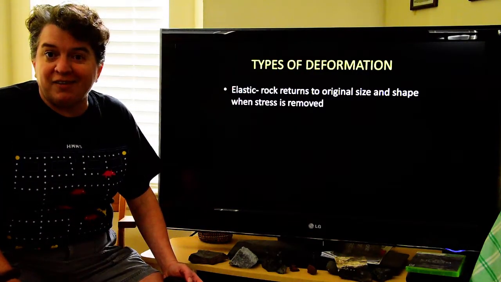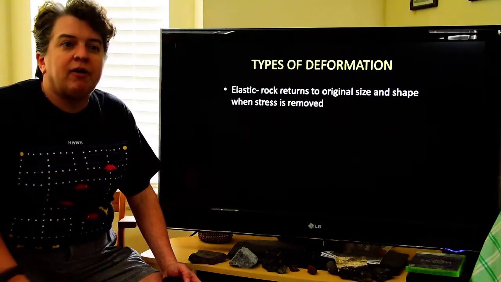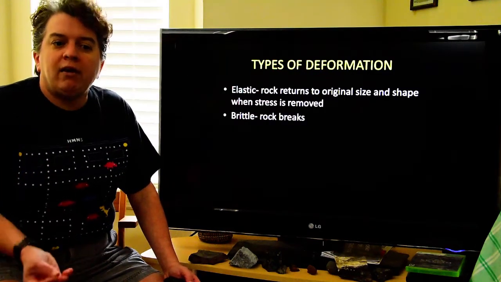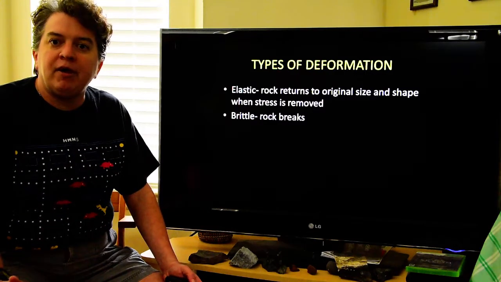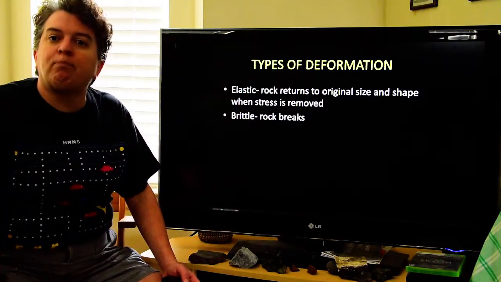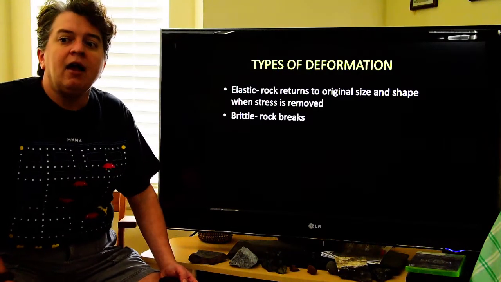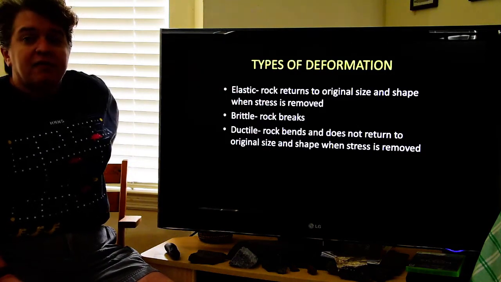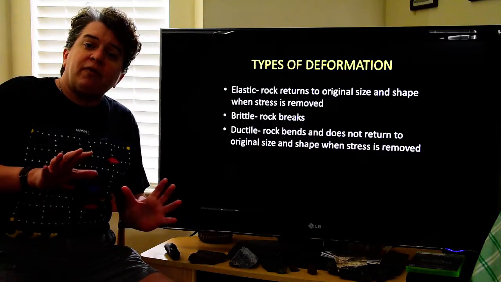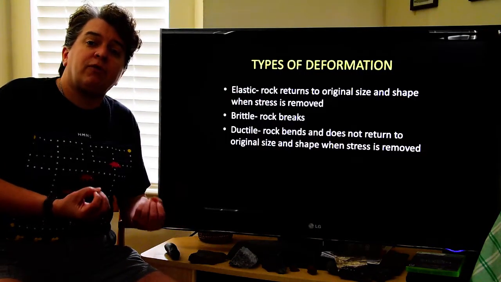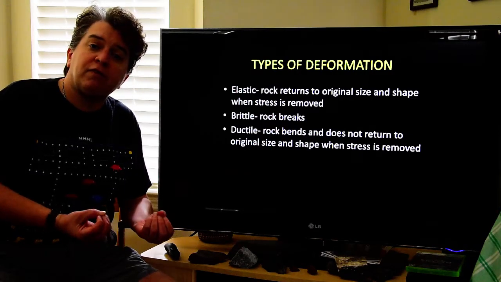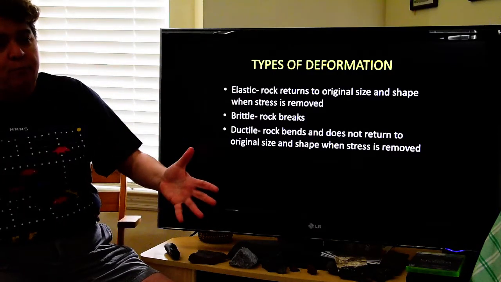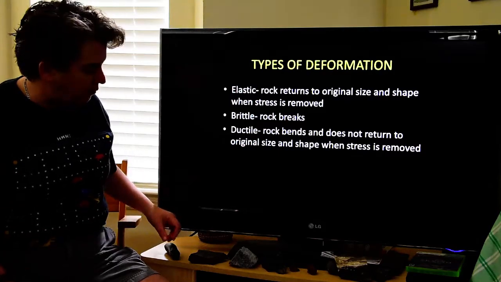But all substances have an elastic limit. If I kept pulling on that rubber band, it would eventually break. And when a rock exceeds its elastic limit, it's going to break, and that's what we call brittle deformation. There is one more type of deformation that can happen, and this is ductile deformation. And this is where the rock bends, but it does not return to the original size and shape when the stress is removed. So we bend it, it doesn't break, it's kind of malleable, and then if we remove that stress, it stays in whatever shape was formed.